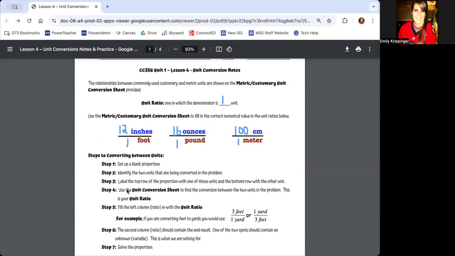We're going to be setting up blank proportions just like we've been doing for everything else this unit. We're going to identify the 2 different units that we're converting between. We're going to label our proportions, our ratios. And we're going to fill in the left column or the ratio with the unit ratio. So that first column is either going to be, for example, if it's feet to yards, 3 feet over 1 yard or 1 yard over 3 feet. And then we'll fill in the other missing information and solve.